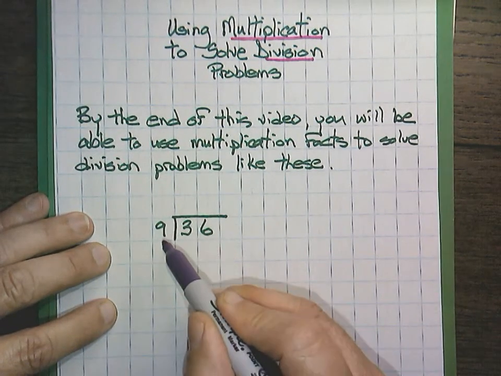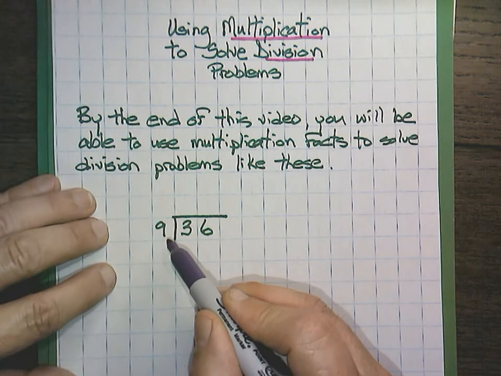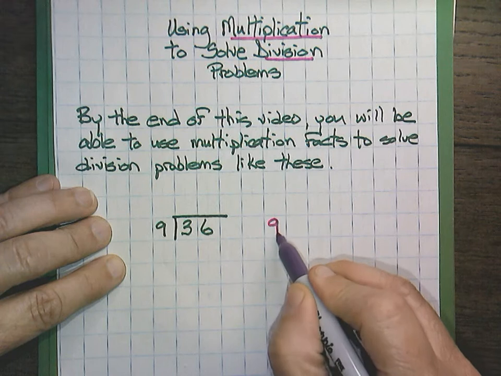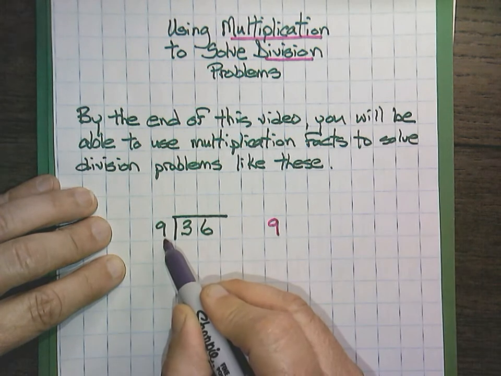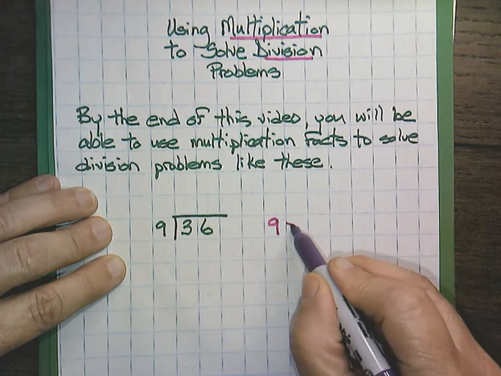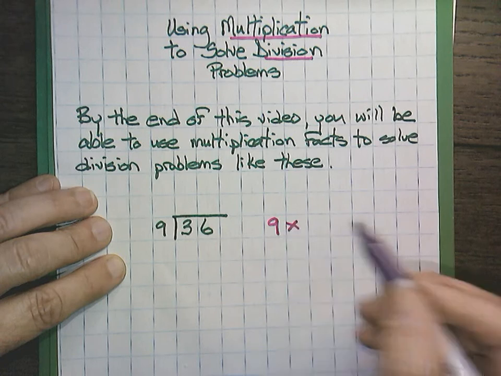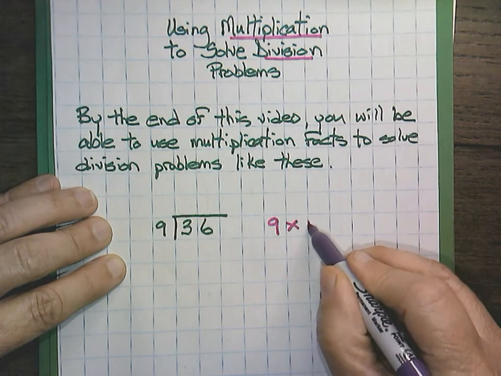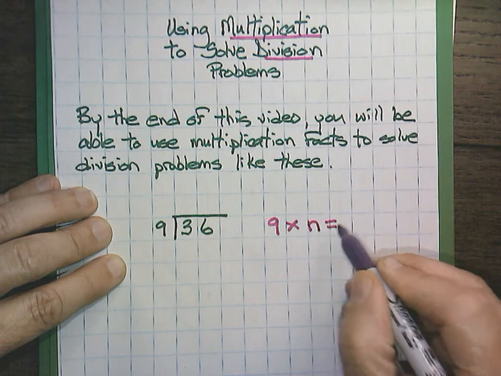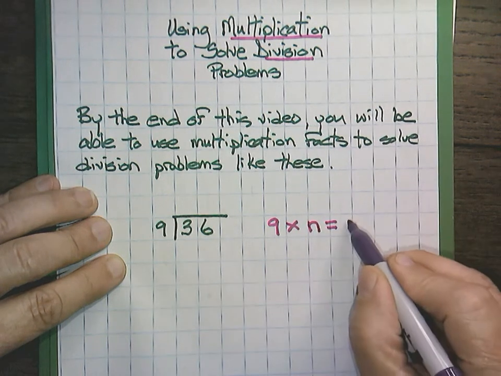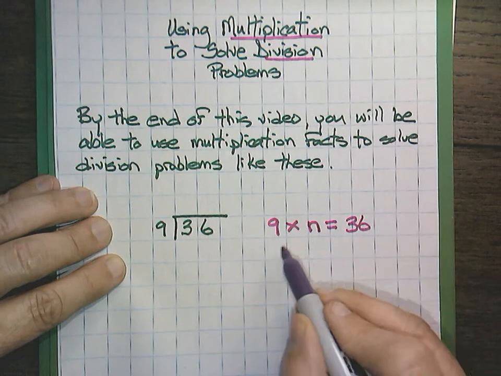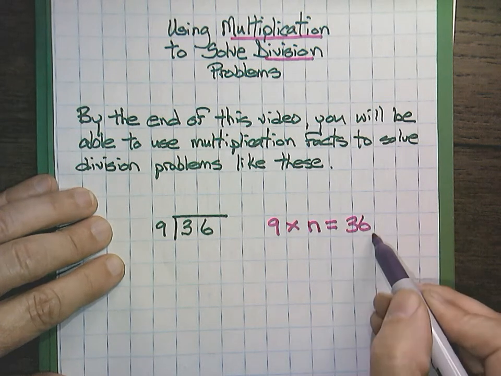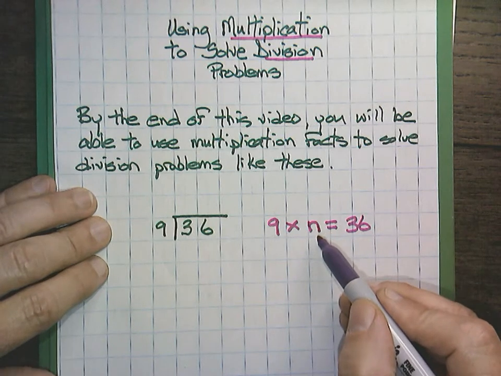36 divided by 9. I'm going to use my 9 and create a multiplication equation that will equal 36. So 9 times n equals 36. The n would represent an unknown value.